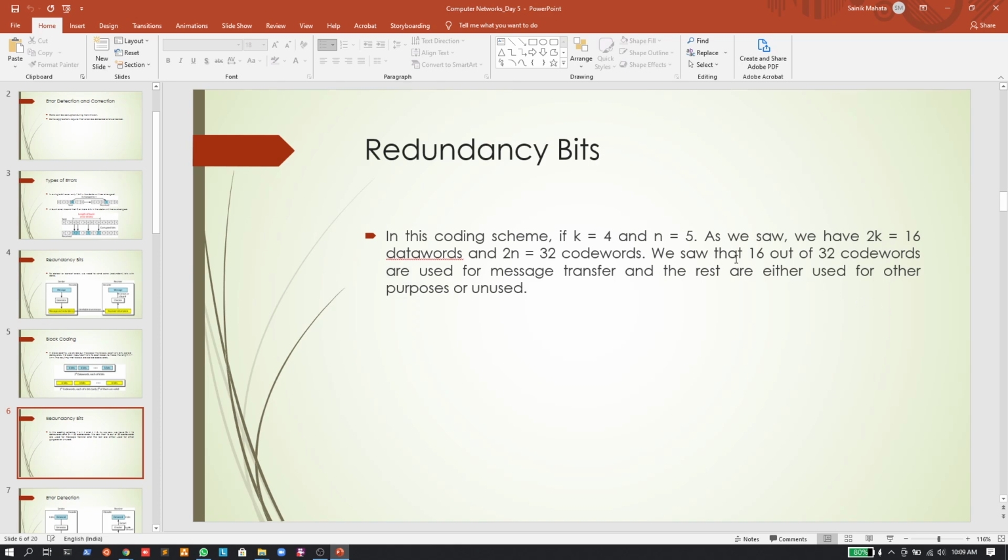So we saw that 16 out of these 32 code words are actually used as a message. As we discussed earlier, the 16 data words are actually the messages, and the rest of them are what? Redundant bits, and these bits are used to calculate the errors, and they are either used for other purposes or unused. Now what are these other purposes? They are used to detect the errors as well as correct the errors.